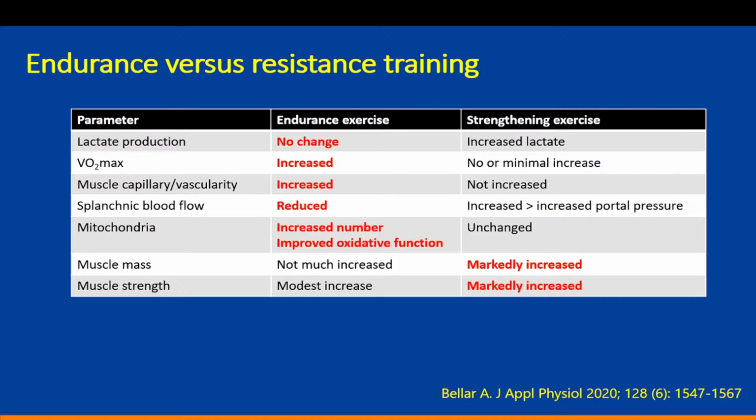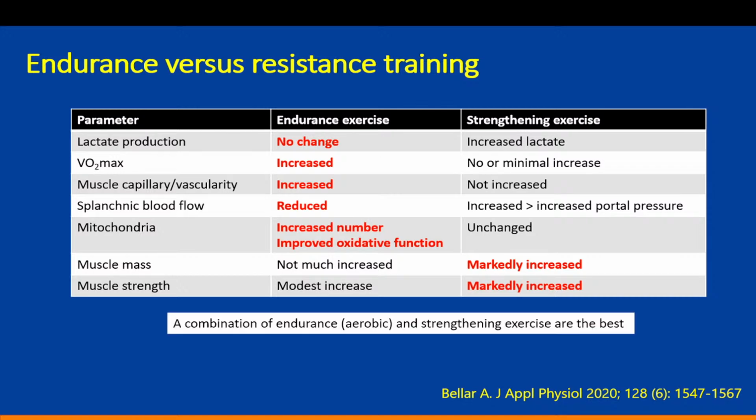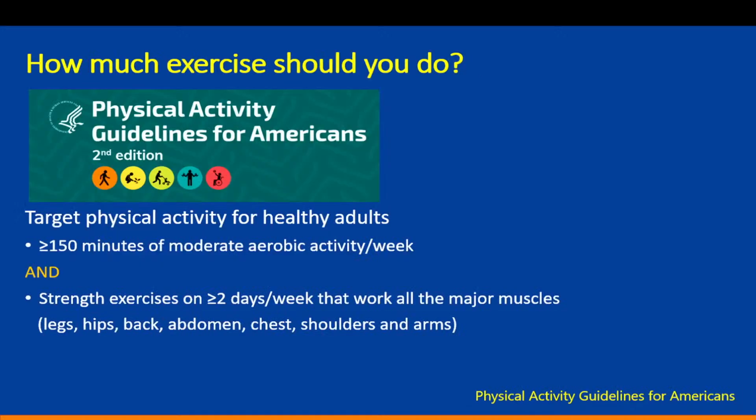So we can say that one type of exercise has some beneficial effects, and the other exercise is beneficial in the context of muscle and strength. That is why we should recommend a combination of endurance exercise and strengthening exercise in cirrhosis patients. This is a standard recommendation for how much exercise a healthy person should do.